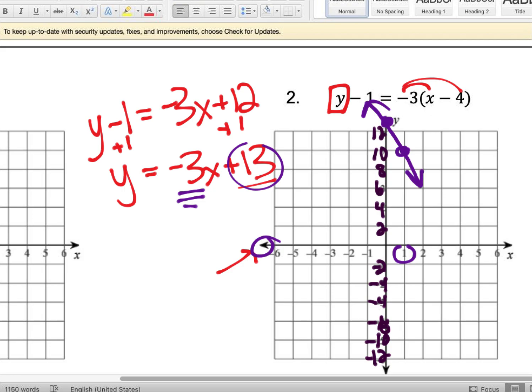If you wanted to use the point slope form, the point would be (4, 1), and then you could have just done a slope of -3 from there. Then it would have fit on the graph, but that's okay. You don't have to do it that way.